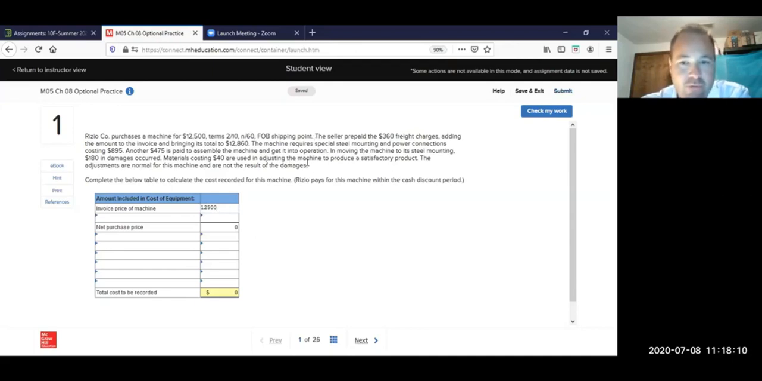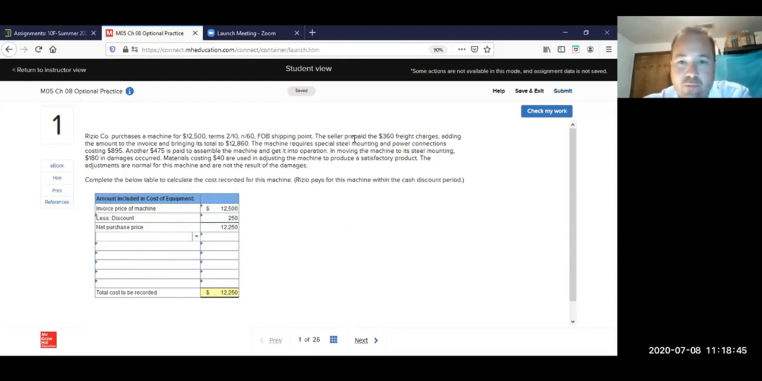I'm not going to take the time to read through it all. But if you go down to the bottom, it says they pay for the machine within the discount period, so they get that 2% discount that we talked about a week or so ago. Just get out your calculator: 12,500 times 2% is 250. So we're going to put in here less the discount of 250, so it knows to take it away from our purchase price.